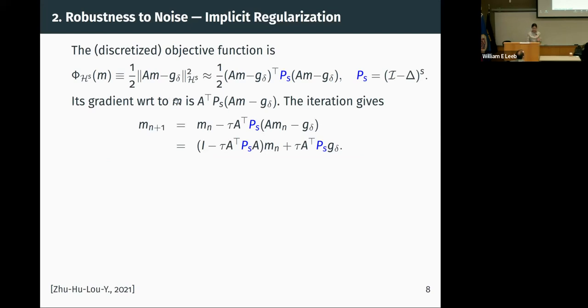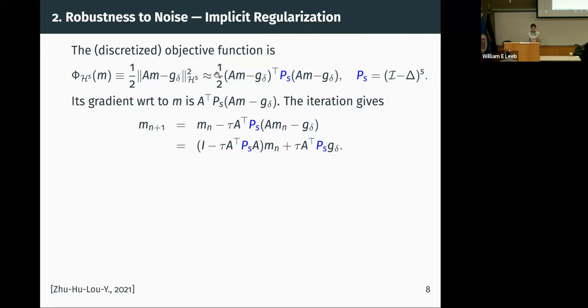And this is, again, our HS norm that we saw in the previous slides. But now I'm defining it in a discrete setting, because once in a discrete setting, I can just do gradient updates. In the discrete setting, the Fourier transform part can be absorbed into this operator PS. And PS is actually a discretization of identity minus Laplacian to the power S. That also comes directly from the definition of the HS norm.